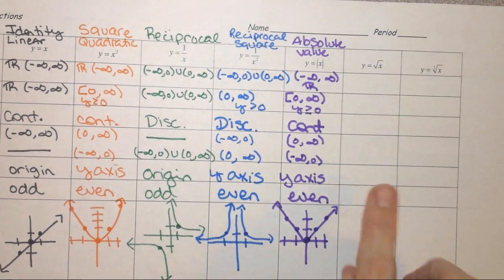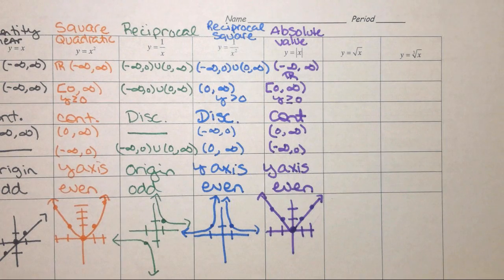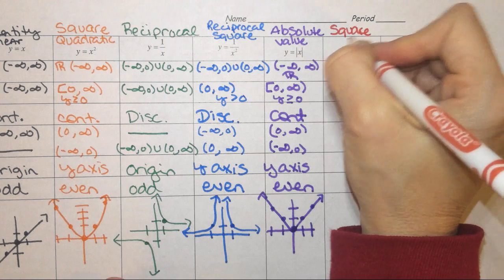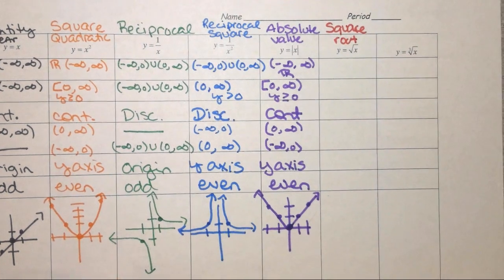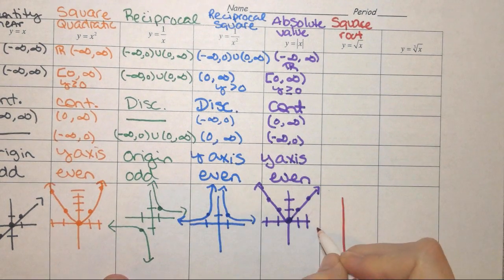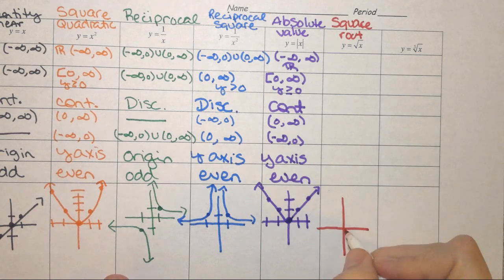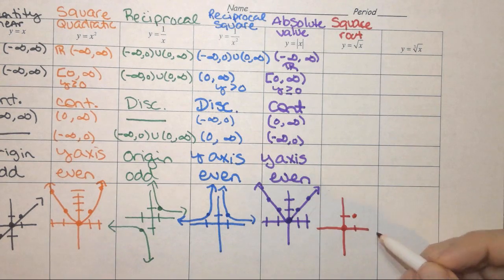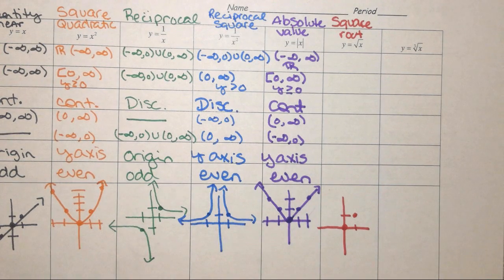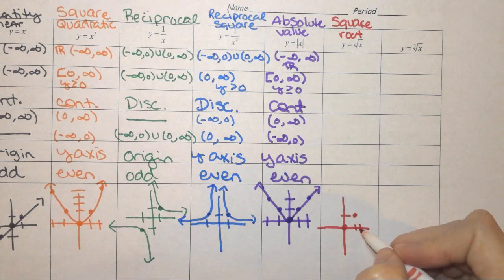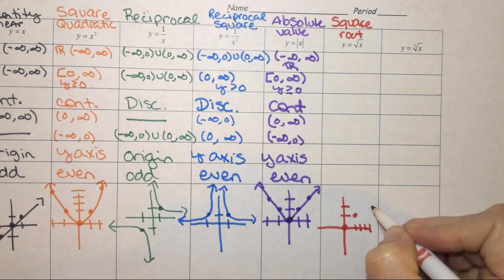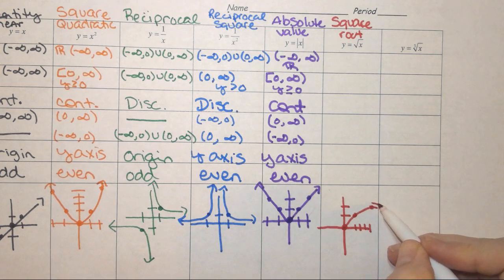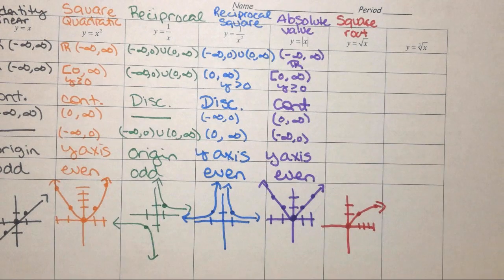Okay, let's go look at this next function. This is my square root function. Let's do our graph of the square root function. If I plug in 0, the square root of 0 is 0. The square root of 1 is 1. The square root of 2 and the square root of 3, neither one of those are perfect squares. But the square root of 4 is 2. So I have points at (0, 0), (1, 1), and (4, 2). It goes on forever to the right.